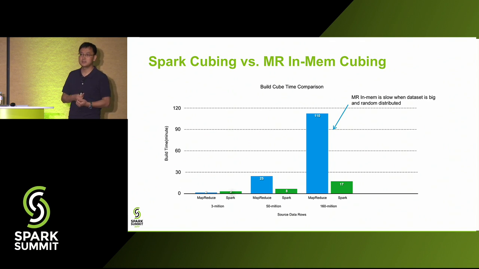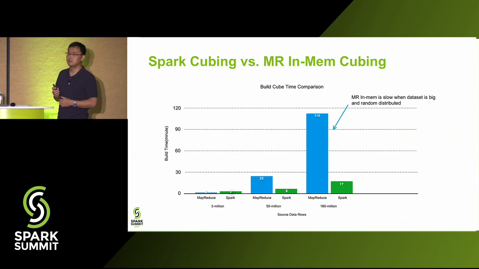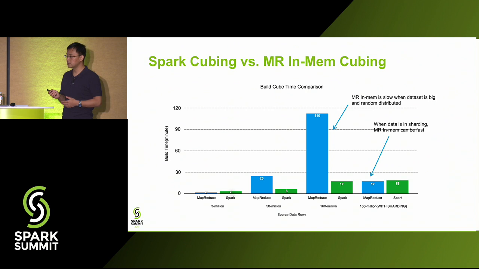If the data size is big and the data is randomly distributed, the mapper side can't do much aggregation, so many calculations need to happen in the reduce phase. So its performance is even worse than the layer cubing. Well, if we let the source data be distributed by a high cardinality dimension, the MapReduce in-mem cubing can be very fast.